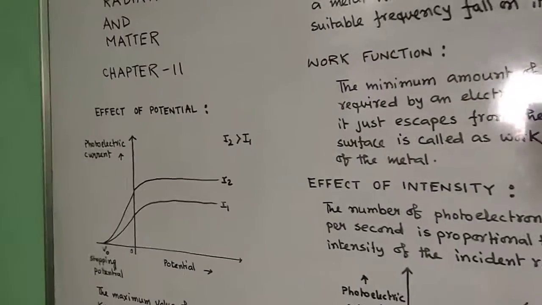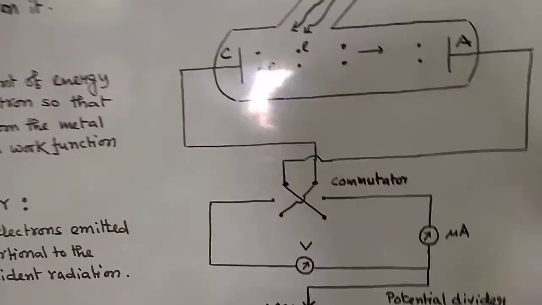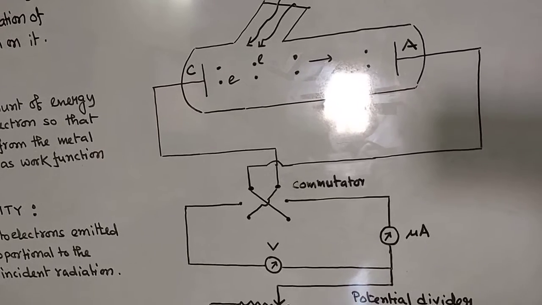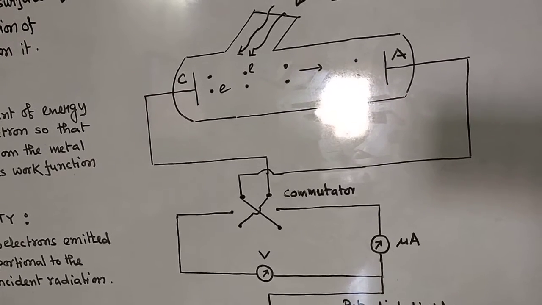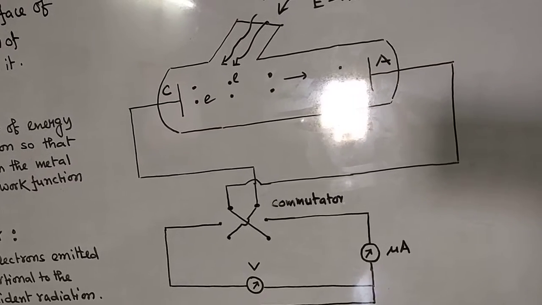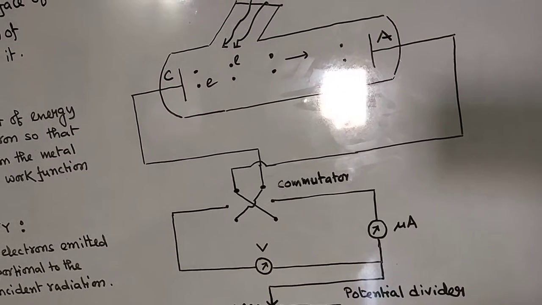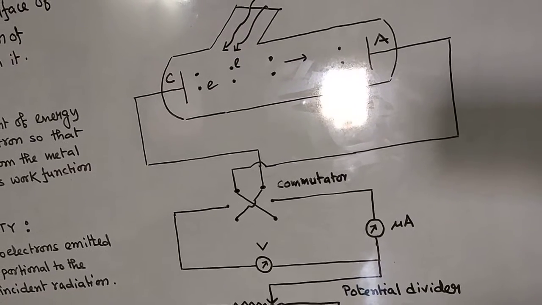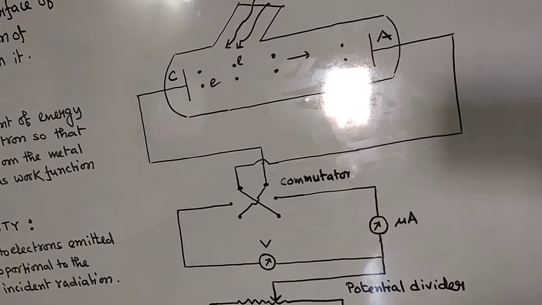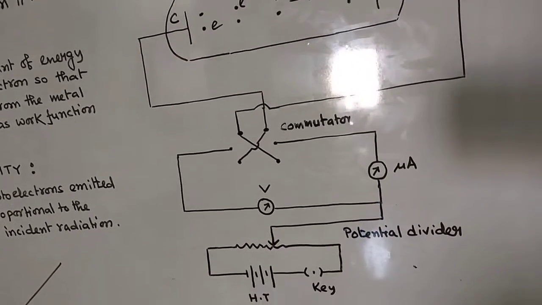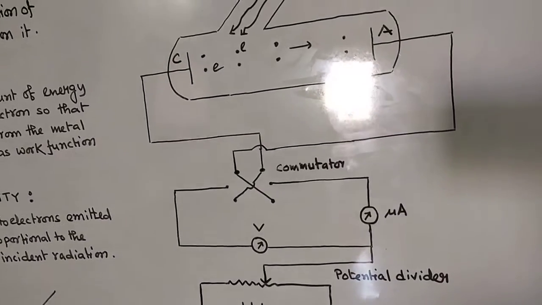So you see in this figure, the effect of potential. Now if we slowly increase the positive nature of anode A, and make the cathode C more negative, more repulsive force and more attractive force will be there. As a result, more electrons get attracted by the anode A, and the current slowly increases. This potential can be varied by the potential divider.